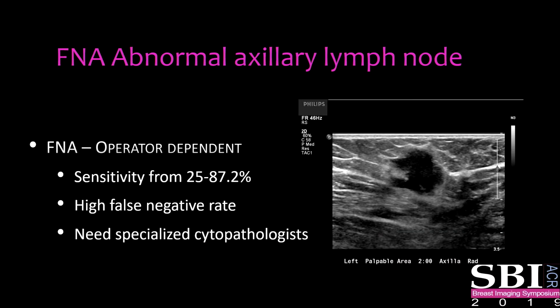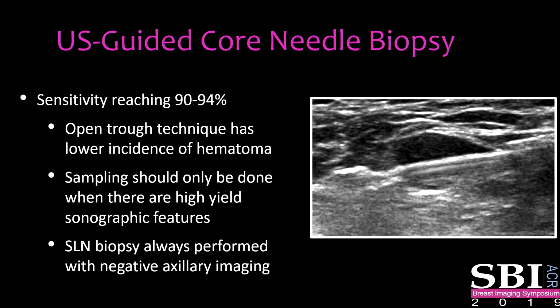As against this, the sensitivity with the ultrasound-guided core needle biopsy is up to 90 to 94%, and so generally that's the technique of choice. But beware, just make sure you use either an open trough technique or a no-throw needle, because that has a lower incidence of hematoma. And the other thing I already mentioned is that sampling should only be done when there are high-yield sonographic features. Sentinel lymph node biopsy is always performed, even if the axillary lymph node biopsy is negative.